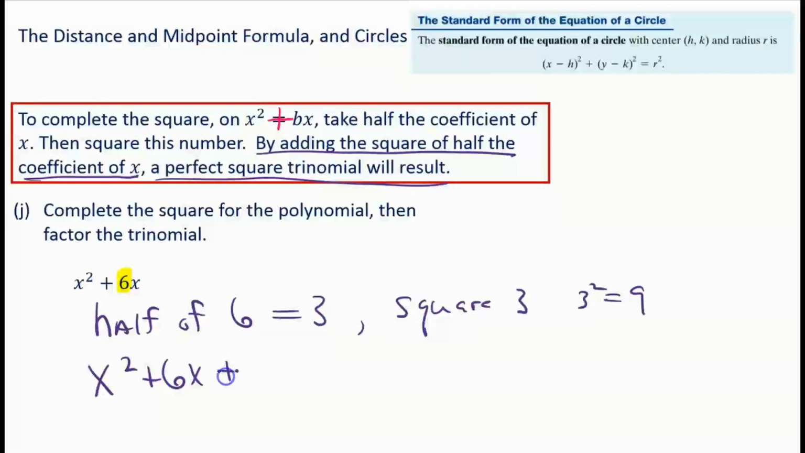Now, here's the deal, y'all. If you're given a polynomial, you're not really allowed to just add 9 to it or add some random number to it. You would have to subtract 9 to keep it balanced.